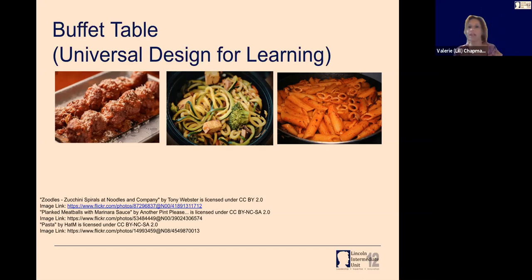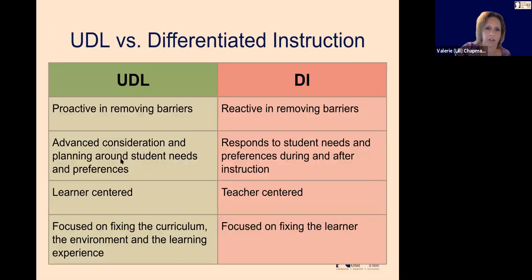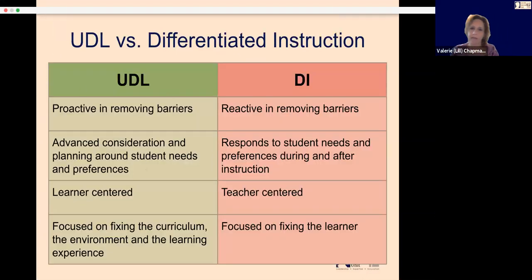So this is just sort of an analogy to help you relate differentiated instruction versus UDL. I have a little chart I made up to show UDL on the left, differentiated instruction on the right. And I'm not saying differentiated instruction is bad. I'm just trying to explain how they're different from each other.